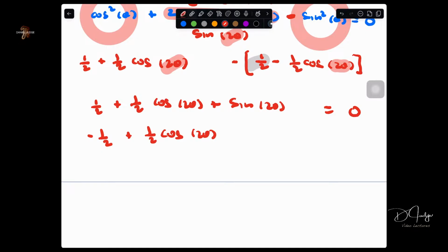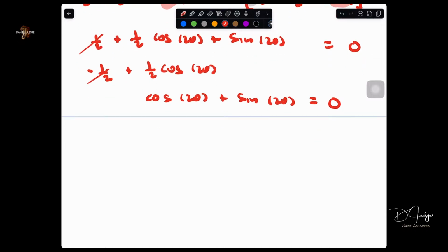So now we're okay, where the 1/2s go away, and we combine the like terms of 1/2 cosine double theta plus 1/2 cosine double theta. You're going to get cosine double theta plus sine double theta equals 0. All right, now we're on the right track.